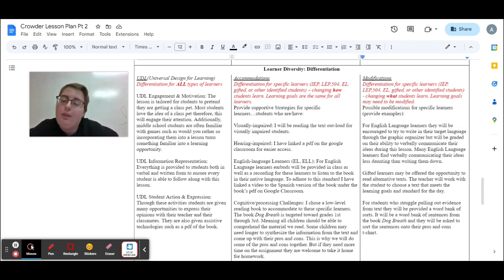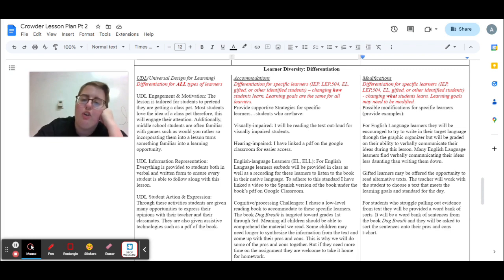For information and representation, everything is provided in verbal, written, and visual form to ensure every student is able to follow along with this lesson. For action and expression, students are given so many opportunities to tell their opinions and talk about themselves, because that's what claims and evidence are. They're just your opinion and being able to back it up with evidence. So they're given a lot of opportunity to interact with each other and share their ideas.